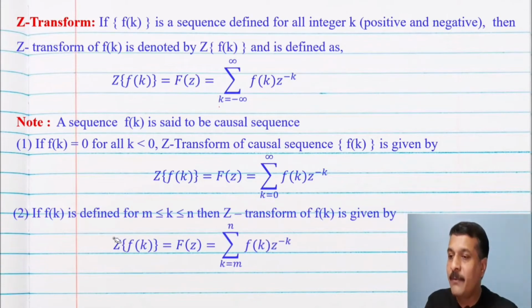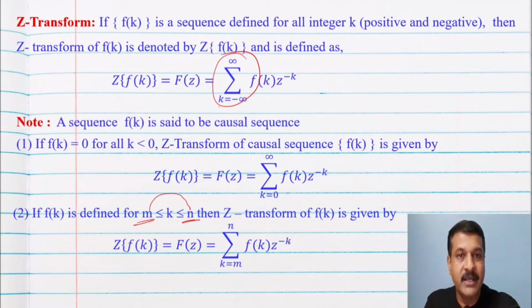Also, if f of k is defined for m less than or equal to k less than or equal to n, it means in between m to n, then the Z transform of f of k is given by, only this k varies from these two values m to n. So you can see here the Z transform of f of k, that is nothing but F of z equal to summation k varies from m to n, f of k into z raised to minus k.